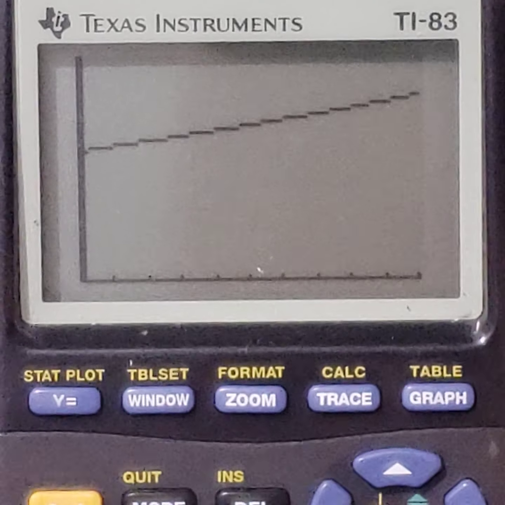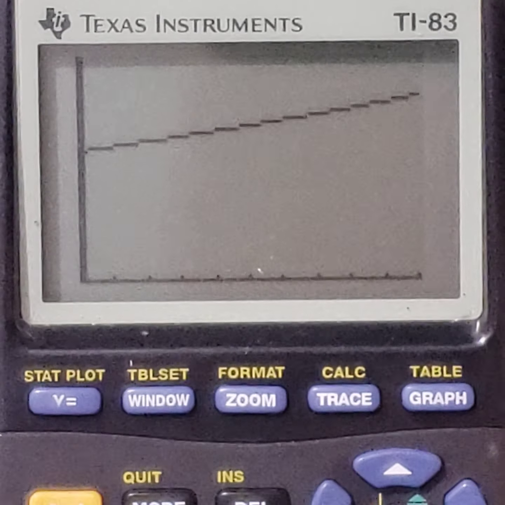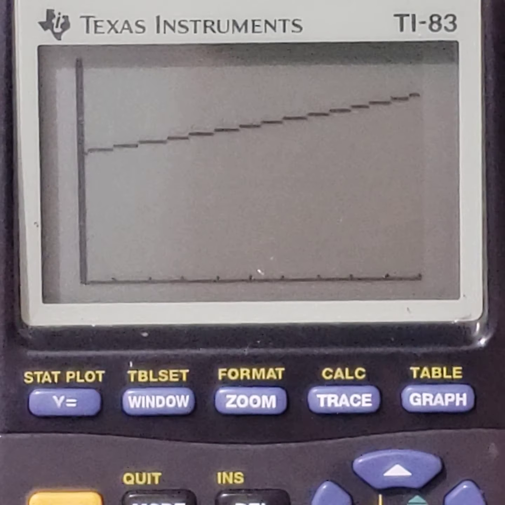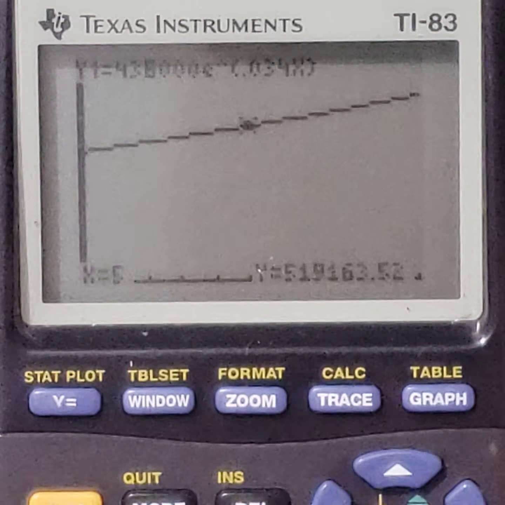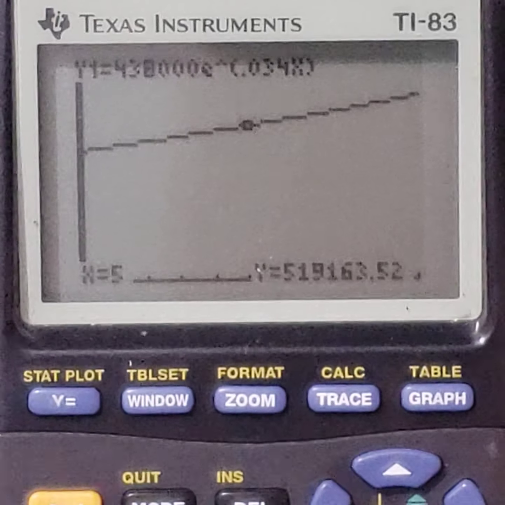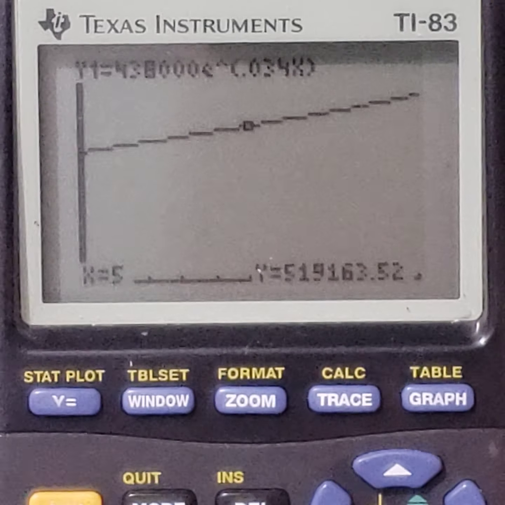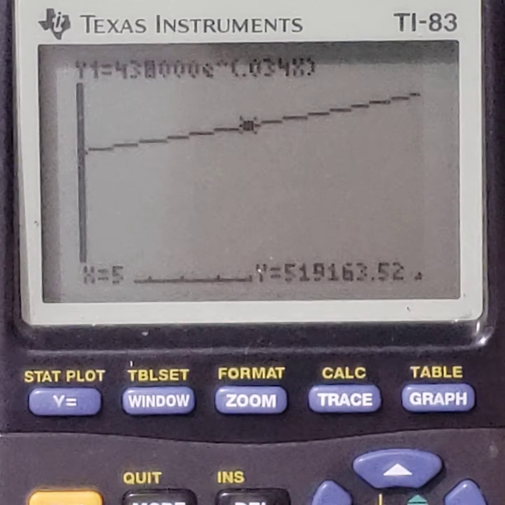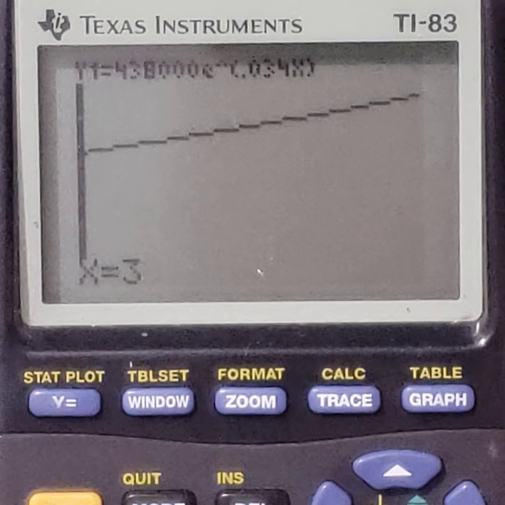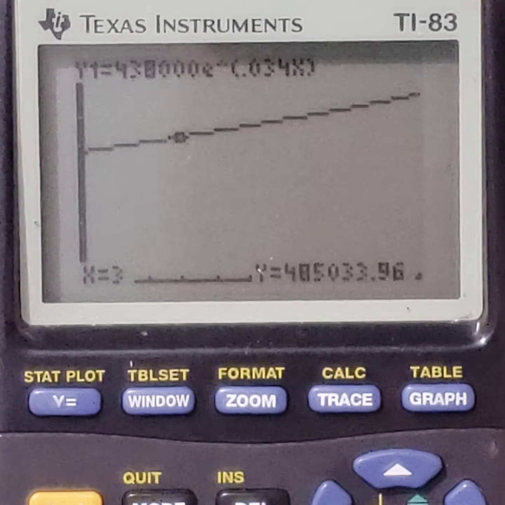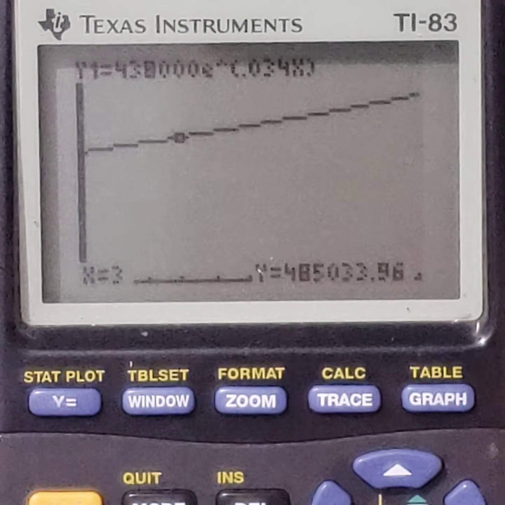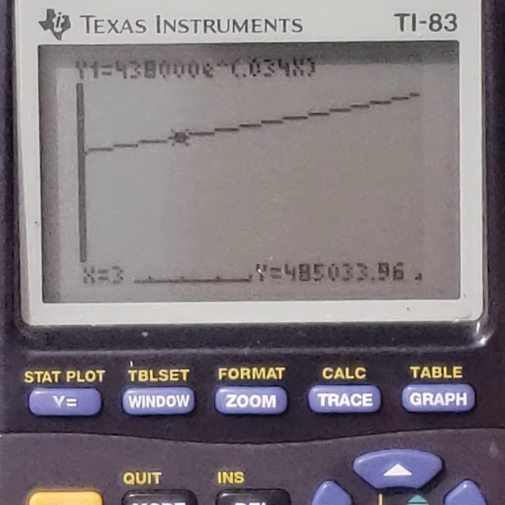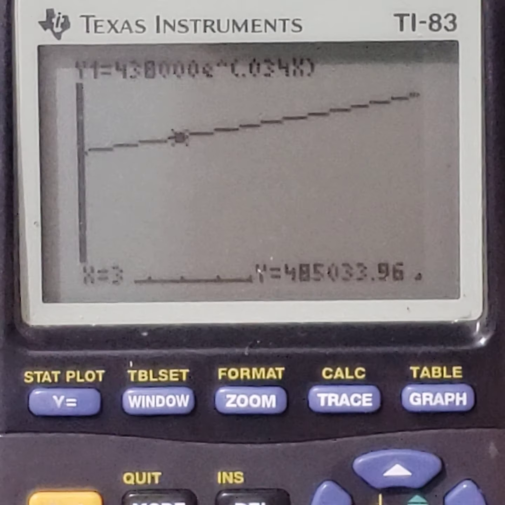Okay, so to find the population in 2017, all we need to do is hit trace. And then type in whatever number represents 2017. If the year we started was 2014, 2017 is only 3 years after that, so we go for year 3. And we see that the population would be 485,033, or I'd round that up to 34.